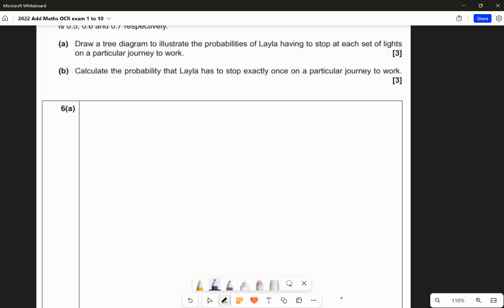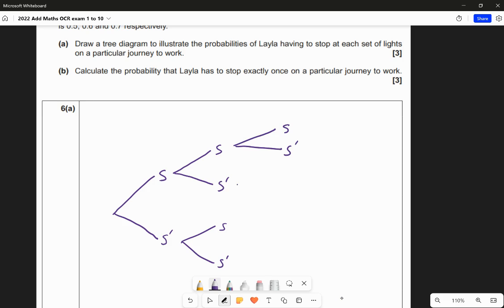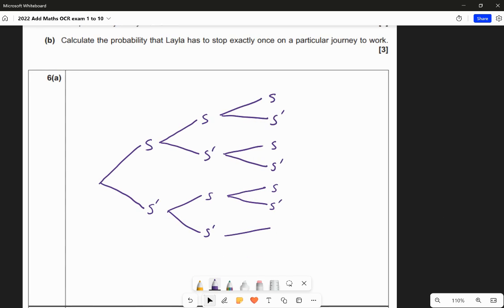Okay, so first set of traffic lights, she either stops, S, or she doesn't stop, and I will do S dash for that, which is the complement of S, which is the probability of it not happening. Okay, and the second set of traffic lights, stop or not stop. And the third set of traffic lights again, so there end up being 8 possible options, which is 2 to the power of 3, because you're splitting it up into 2 different options at each point over 3 successive events happening, which is the 3 different traffic lights.